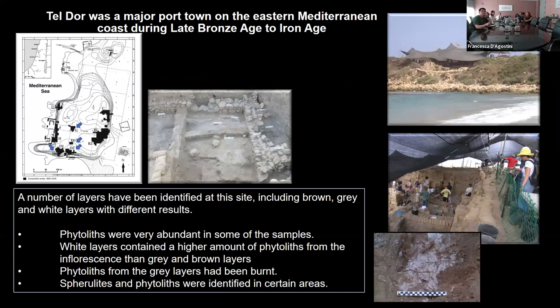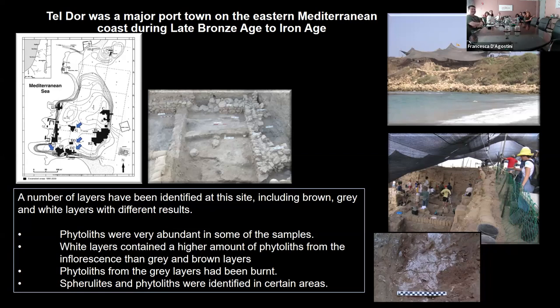This is another site, Eldor, also in Israel. It was a major port on the Eastern Mediterranean coast during the late Bronze Age and the Iron Age. And we identified a number of light layers, including brown, gray, and white layers, with different results. So phytoliths were very abundant. I will show you now how abundant they were.